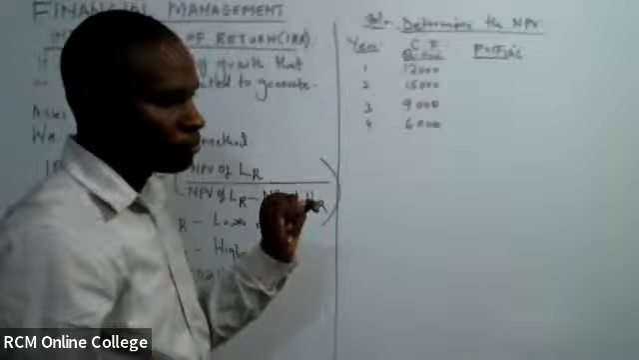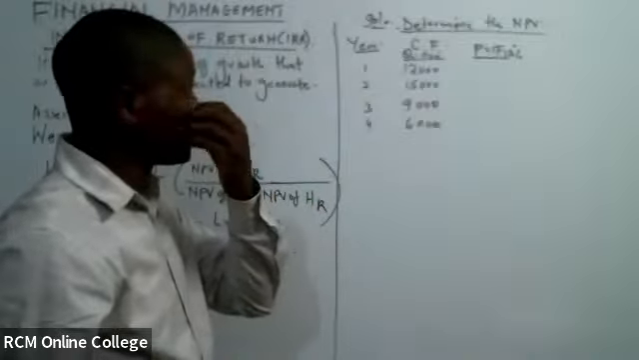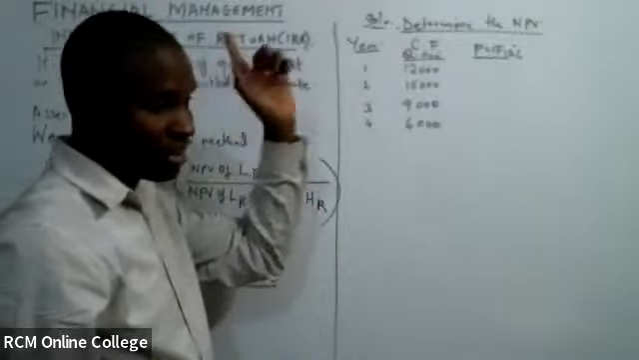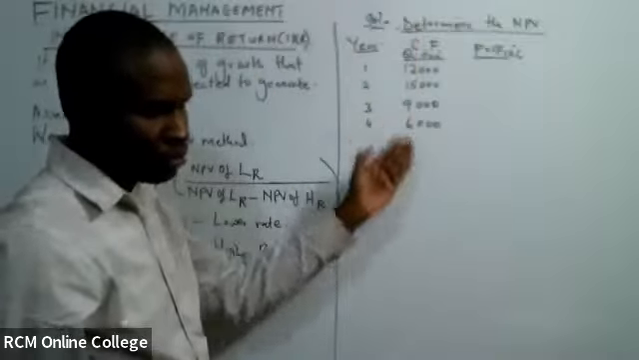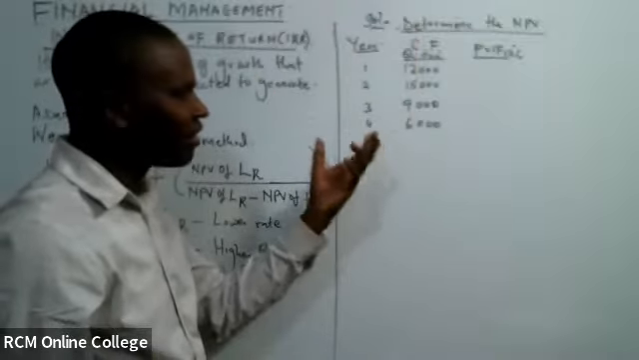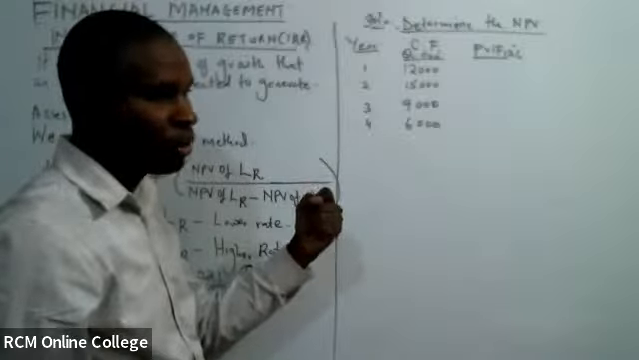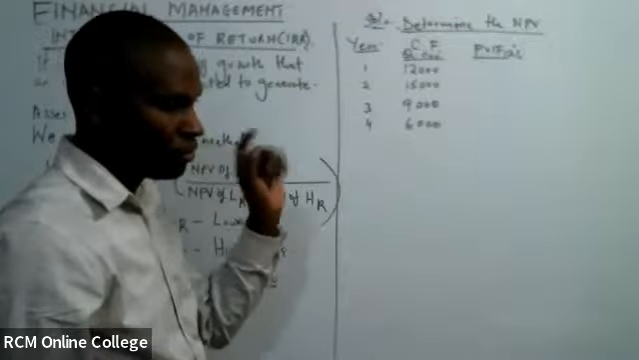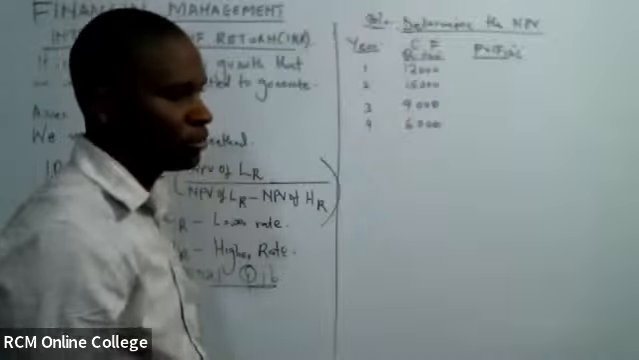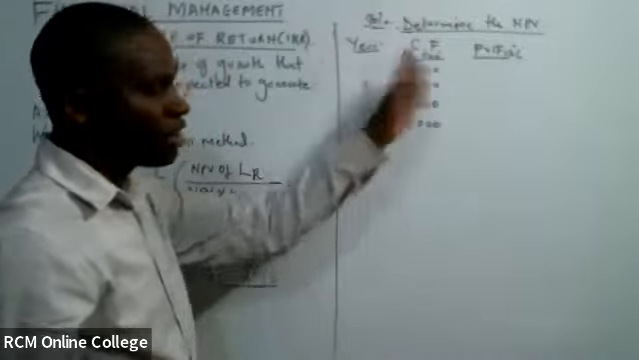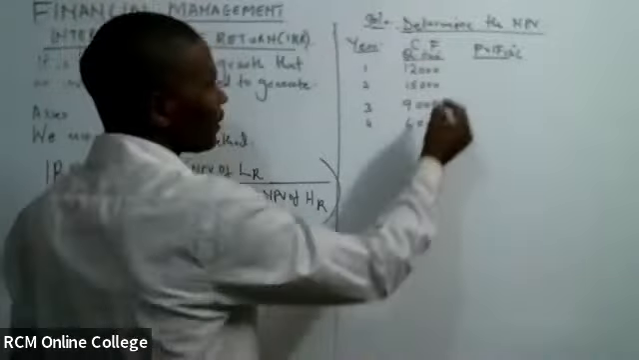Okay, let's get the PV. Remember these are non-uniform cash flows. They are not uniform, they are irregular cash flows. Therefore, we discount using PV. This is the time value of money concept. Don't forget. So give me the discounting factor here.